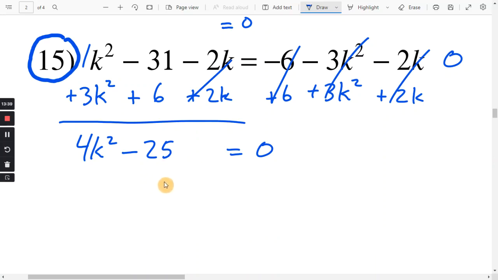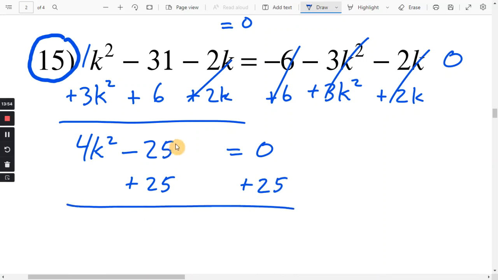All right, so now in this case, we don't need the 0 on one side because we're just going to solve for the k squared. So I'm going to add 25 to both sides here. All right, it cancels here. Bring down your 4k squared. 0 plus 25 is 25.